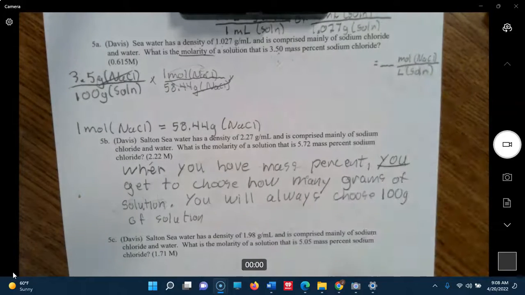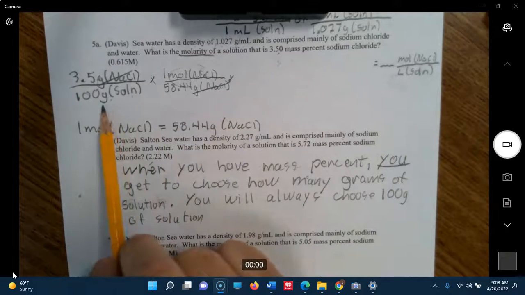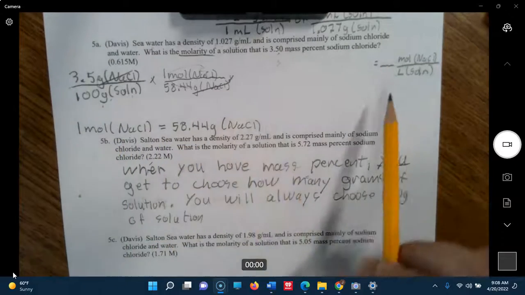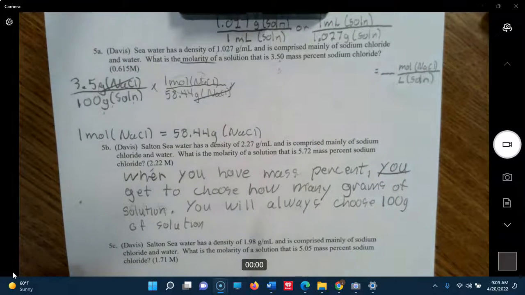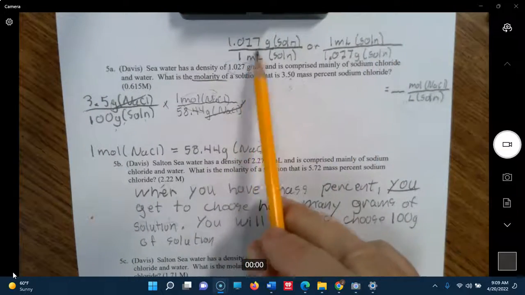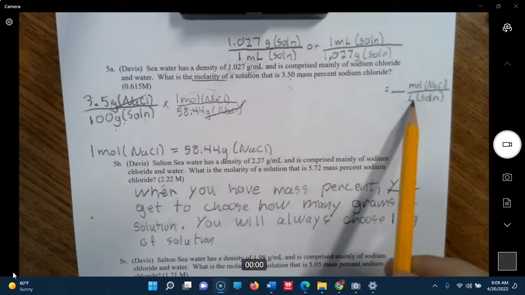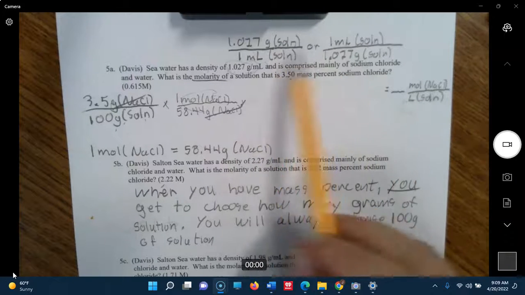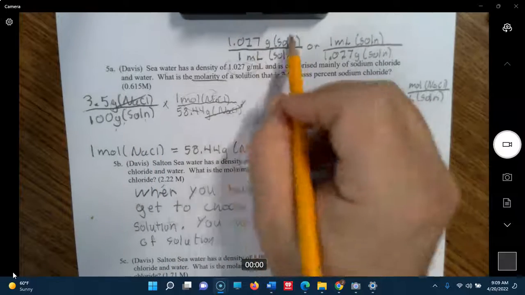You're done with that. Now we need to get from grams of solution to liters of solution. This is a unit of mass. This is a unit of volume. Okay, so how do we do that? Well, the good news is we have a conversion factor that we figured out up here, that we can get the grams to cancel out and get milliliters of solution. That's getting us towards liters, right? So which one of these do we choose? Well, we have grams of solution on the bottom here, on the top here, so we want to choose this one.